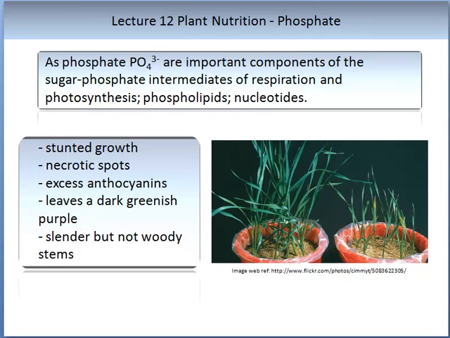Phosphate is important to plants as it is a component of the sugar-phosphate intermediates of respiration and photosynthesis. It is also involved in the phospholipids and the nucleotides.